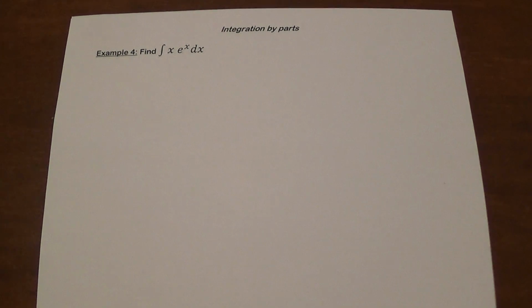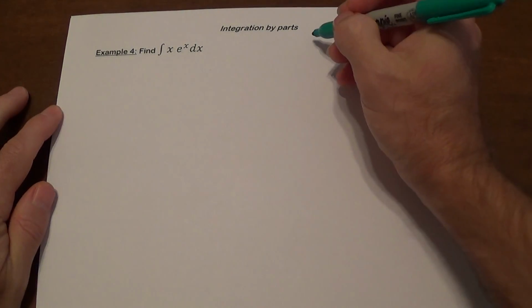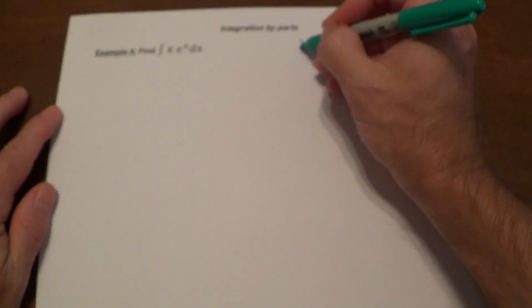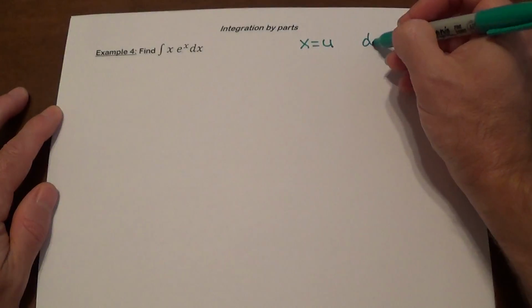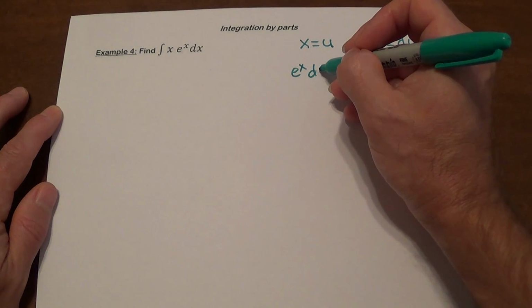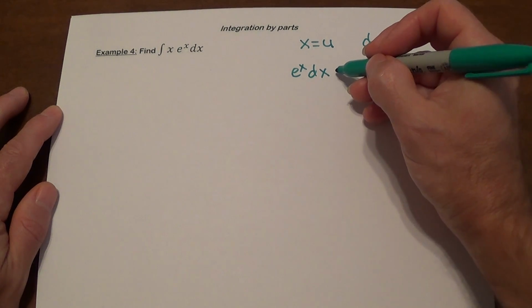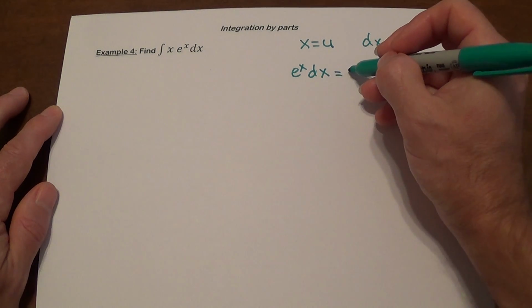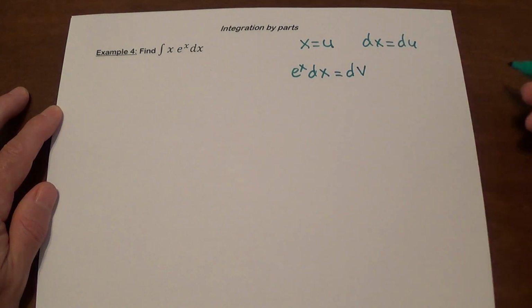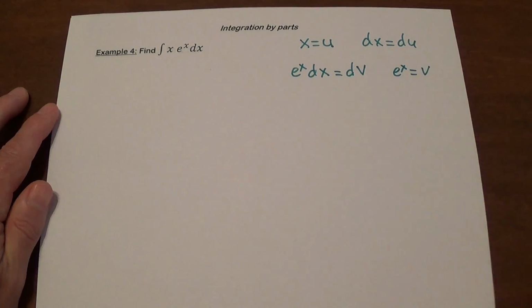So this one here, x times e to the x, is somewhat similar to the first one. So x is u, and then dx is du, and then e to the x, what's nice about e to the x, it doesn't really change with integration or differentiation. I apologize for the noise. So e to the x dx is dv, which means e to the x is v.